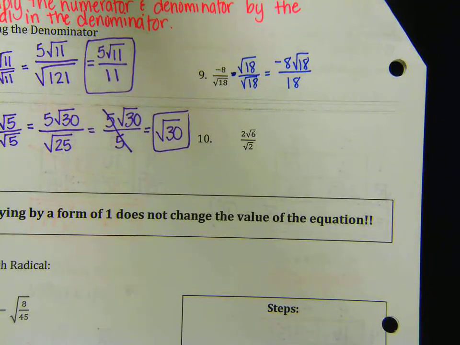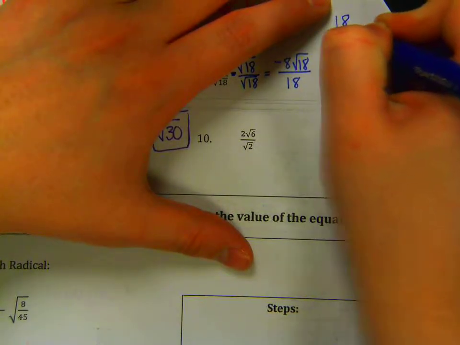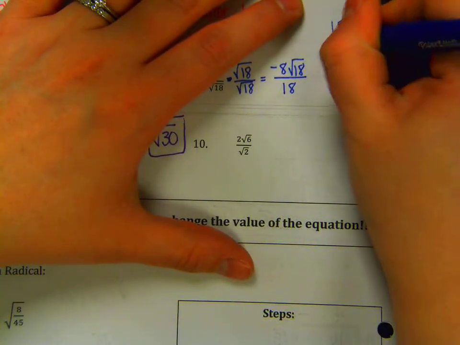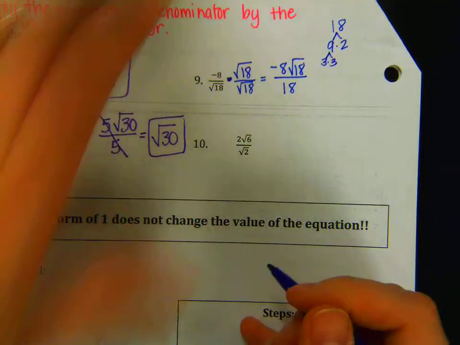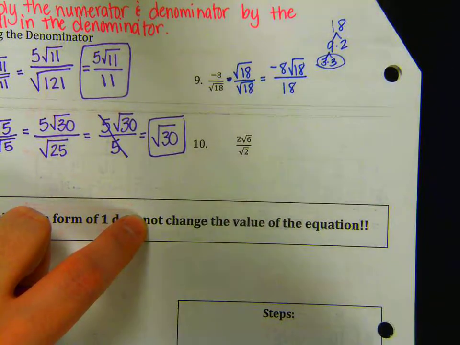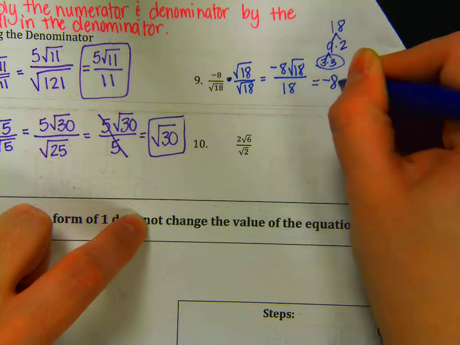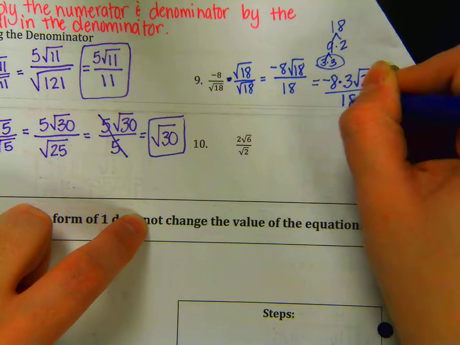I see that the square root of 18 can be simplified. Create a factor tree. So 18 can be split up into what two numbers? 9 and 2. Then 9 can be split up into 3 and 3. I am looking for groups of 2 because my index is 2. So I am circling my 3's. 2 will be left over. So I'll have negative 8 times 3 root 2 over 18.